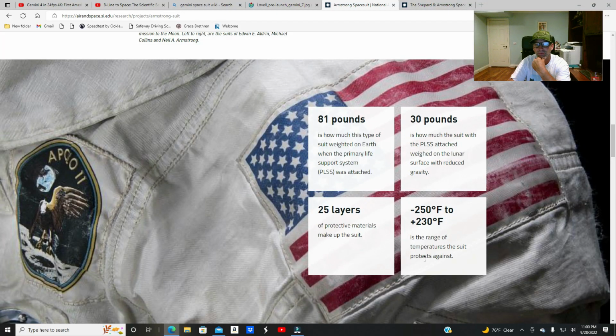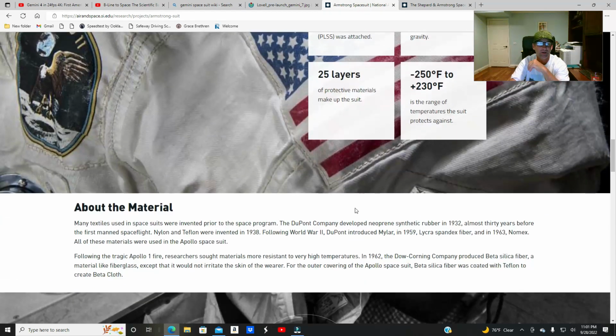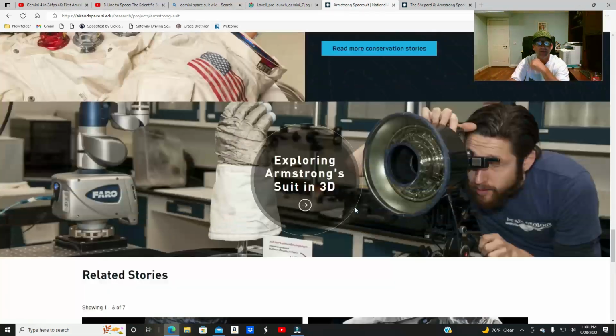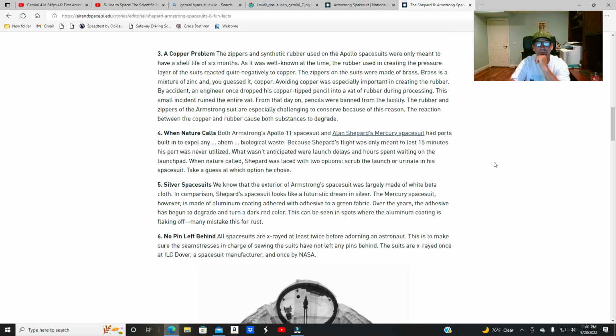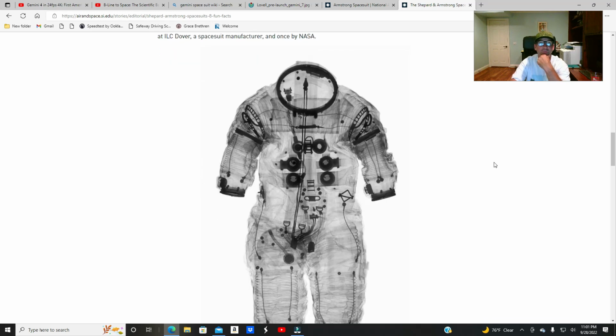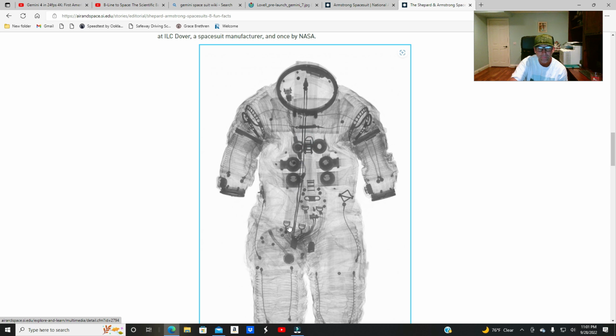let's see? Temperature range to protect the suit against negative 250 to positive 230. It's amazing. It's just so goofy, right? 25 layers of mylar and all this other stuff to save them. Okay, check this out. This is the suit. This is kind of an x-ray. This is from the Smithsonian website. Look at the zipper. That's how they get in. All through here. Okay. All of this is hand stitched. You can see the stitching.